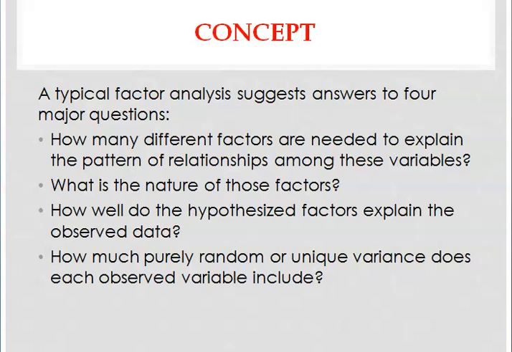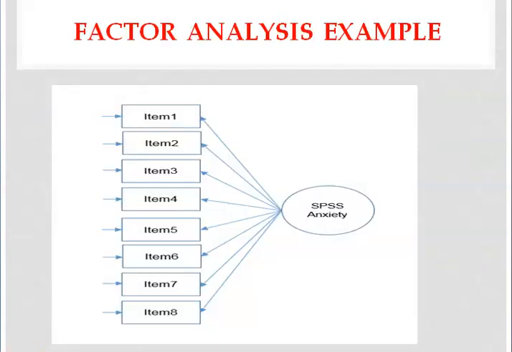Fourth, how much purely random or unique variance does each observed variable include? For each and every variable, they find out how much is purely random and how much is unique variance. This is a factor analysis example where these are the variables, grouped as item 1, item 2 till item A, and they find out how they are related. In SPSS, they find out the anxiety: what are the factors which influence this anxiety?